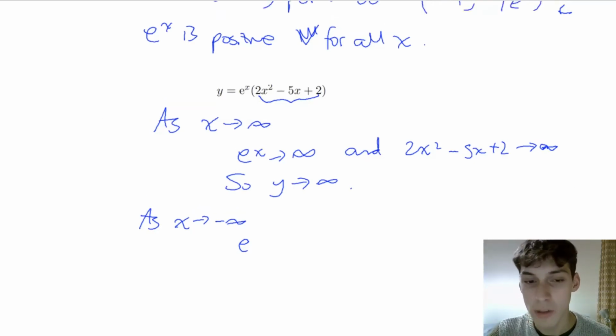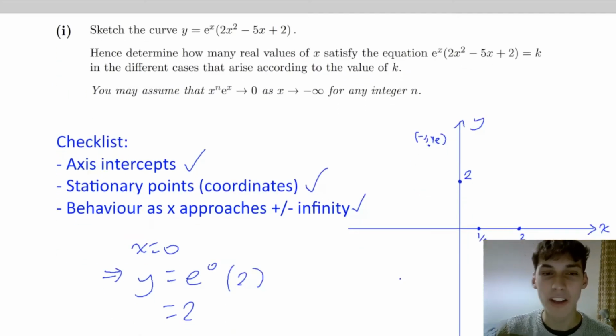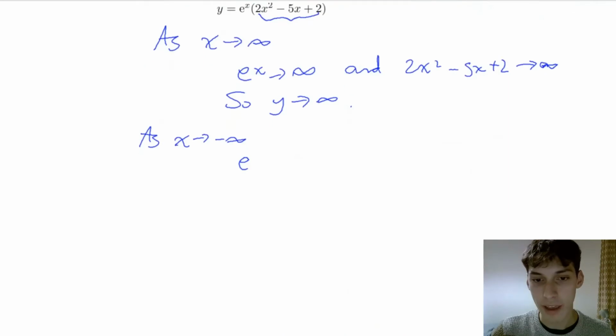We're not that sure. But if you read the question, and I've maybe underlined this just so I'd remember about it, you may assume that x to the n e to the x approaches 0 as x approaches minus infinity, which of course would have come up because they put it here, and this is where we're using it. So in fact I'd be a bit worried if I reached the end of the question, reread it, and I hadn't used it yet. So it's good we're using it now. For any integer n as well. So let's write that down here.